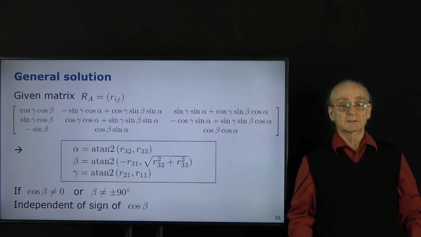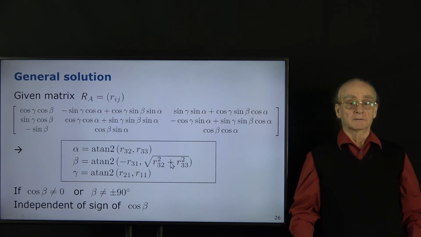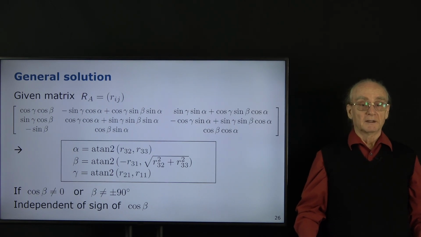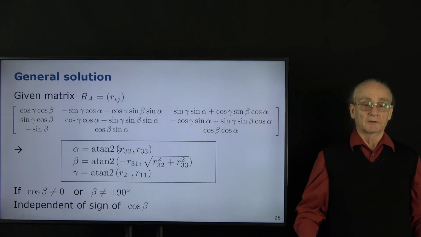Okay, this looks nice. Does it always work? No. Because if cosine beta is 0, then there will be 2 zeros here. Also, there will be 2 zeros here. That means we cannot determine alpha or gamma. We can determine beta because there stands a 1 and 0, 0, so there will be no problem. Arcus tangens of 1, 0 is determinable, so this is well defined, but we cannot determine the other two.